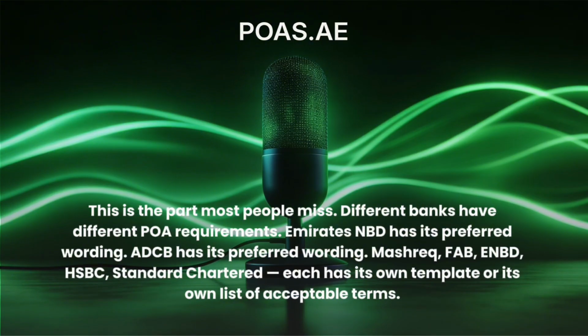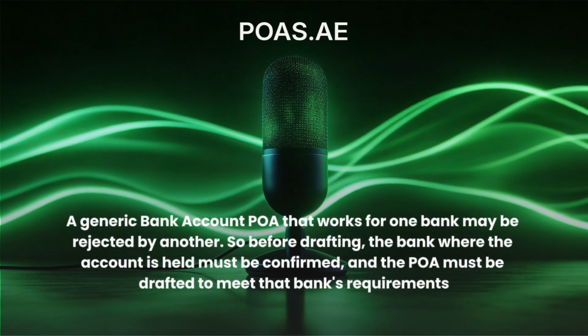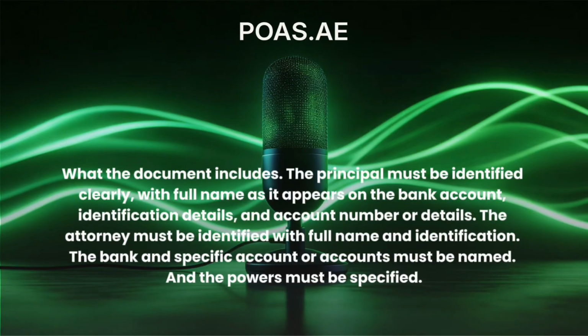This is the part most people miss. Different banks have different POA requirements. Mashreq NBD has its preferred wording. DCB has its preferred wording. FAB, ENBD, HSBC, Standard Chartered, each has its own template or its own list of acceptable terms. A generic bank account POA that works for one bank may be rejected by another. So before drafting, the bank where the account is held must be confirmed, and the POA must be drafted to meet that bank's requirements.